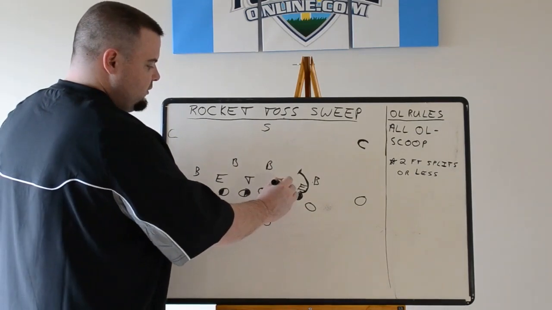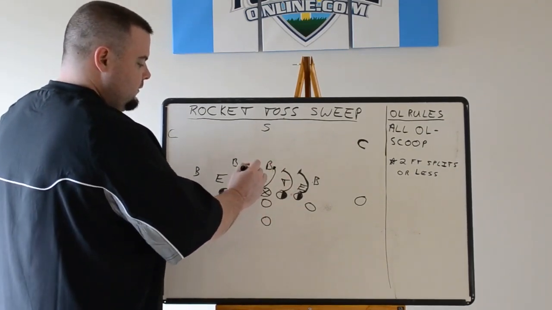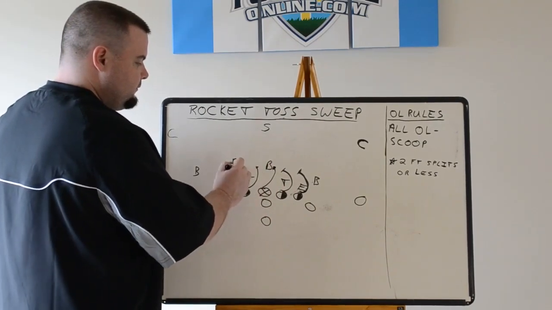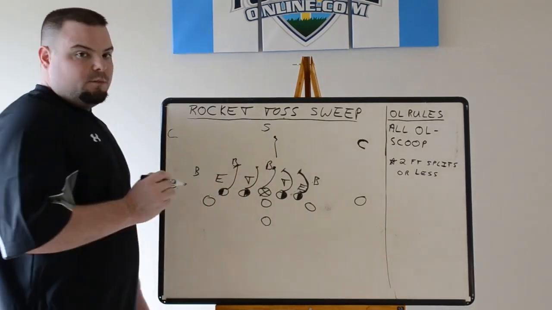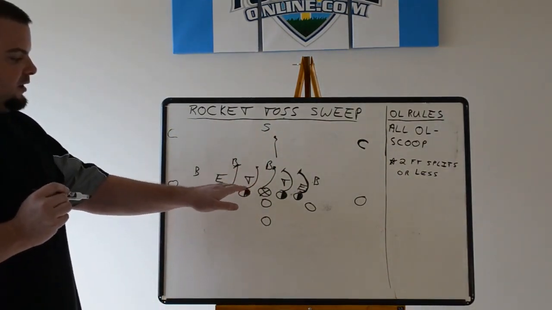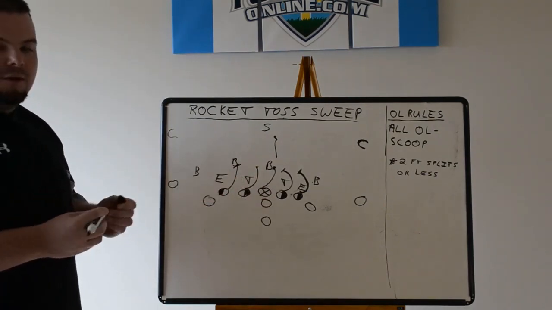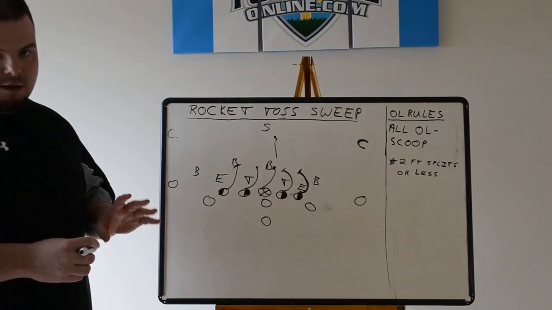Guard's going to scoop. Same thing. All the way across the line, we're going to scoop. Whoever, if there's no linebackers left, go make a big block. Touchdown block. All right, that's basically what the play looks like. None of these down linemen are getting blocked, and they don't have to get blocked because the play gets to the edge fast, extremely quick.